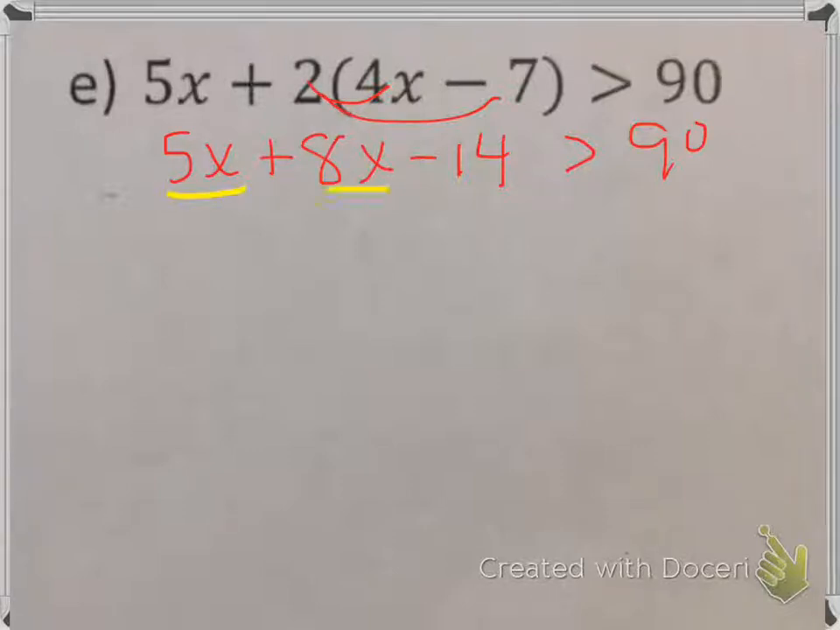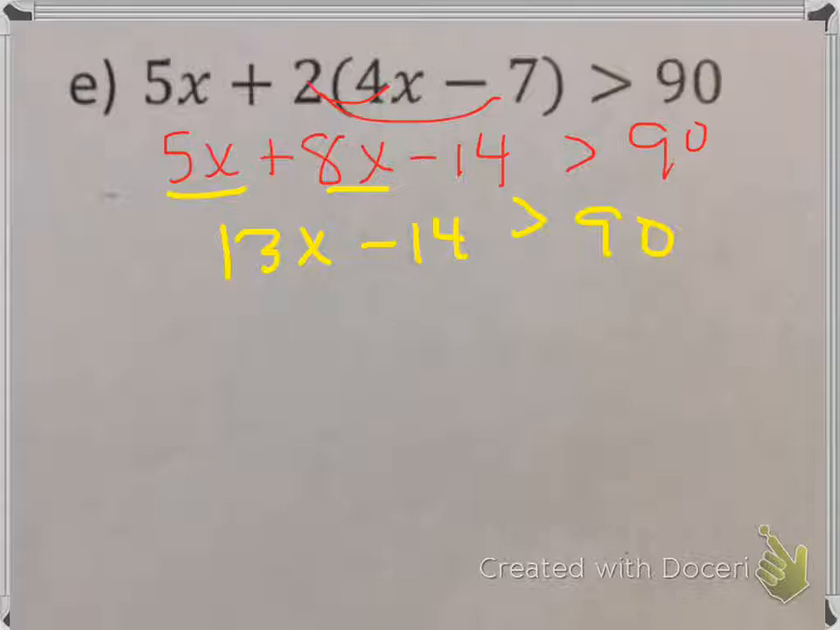Anytime I have variables that are the same on the same side, I'm just going to combine them together with the signs that are in front of them. So I have a +5x and a +8x. So 5 and 8 add to 13. So I have 13x minus 14 is greater than 90.